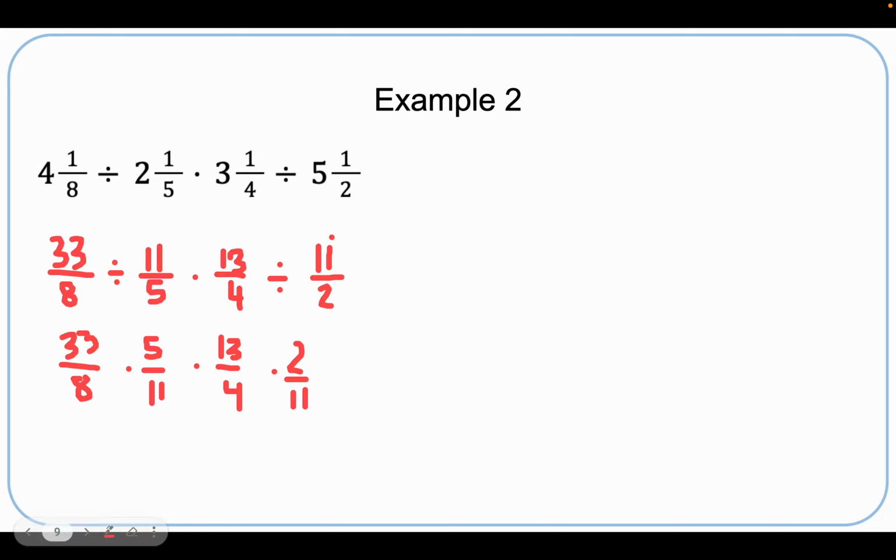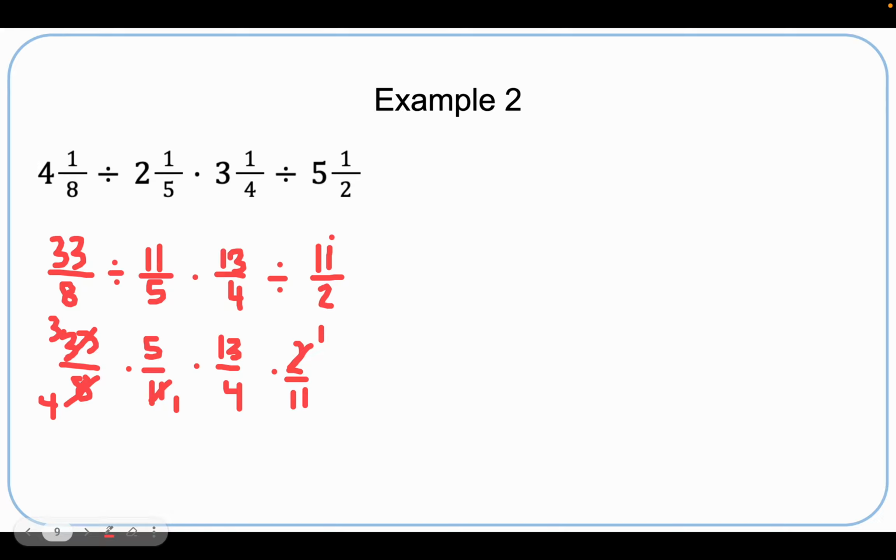Okay, and now we can see if there's any cancellation that can be done. So let's see, between 33 and 11, we could factor out 11. So that makes that 3, and this is 1. What else? Between the 8 and the 2 here, we can factor out 2, so that makes that 1, and this is 4. Okay, and I don't see any other cancellation we can do.